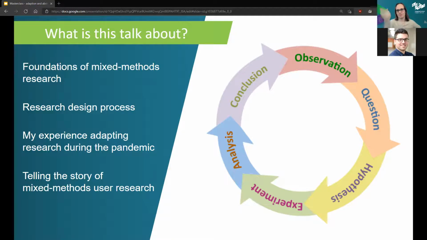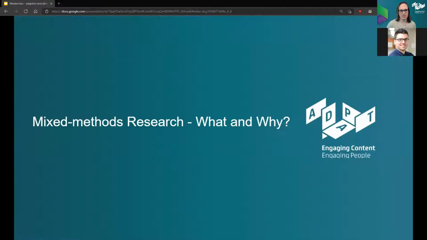And finally, I wanted to wrap it all the way back around to the idea of once we've done our mixed methods research, how do we present what we have? What do we get out of it? What do we have and how do we share it? So our first topic is mixed methods research. What is it? Why do we do it?